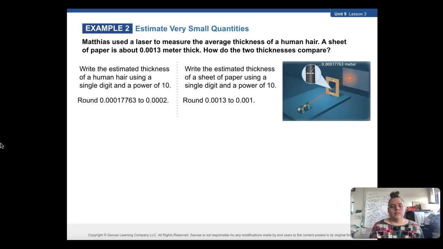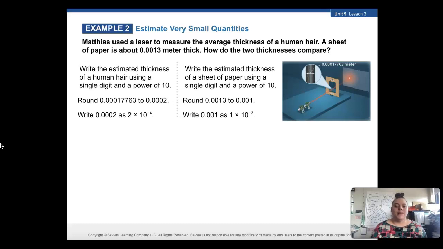So 0.000177763. We're rounding it to that place where the 1 is, but the 7 next to it tells us to round up. So we go to 0.0002. Then we'll round 0.0013. Again, we're going to round to that 1 place, and the 3 tells us to stay the same, so 0.001.